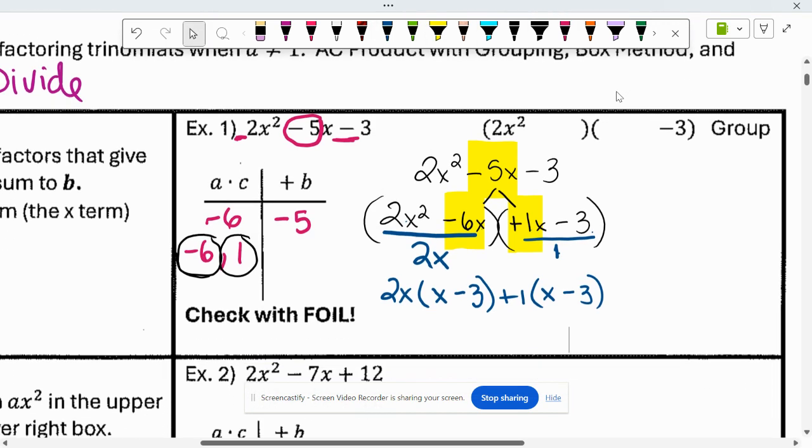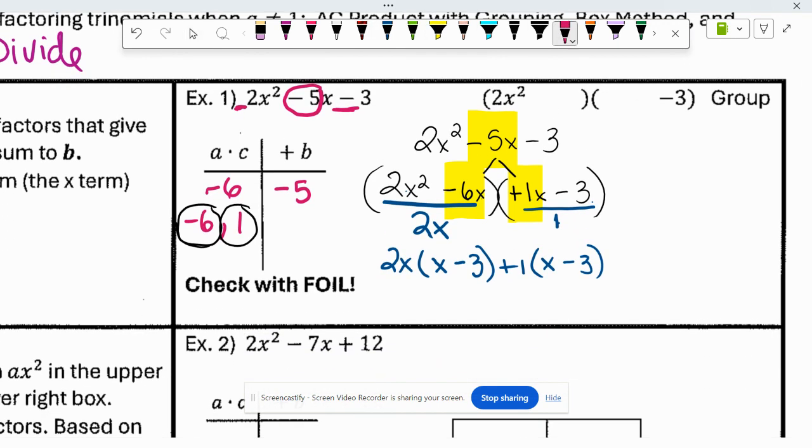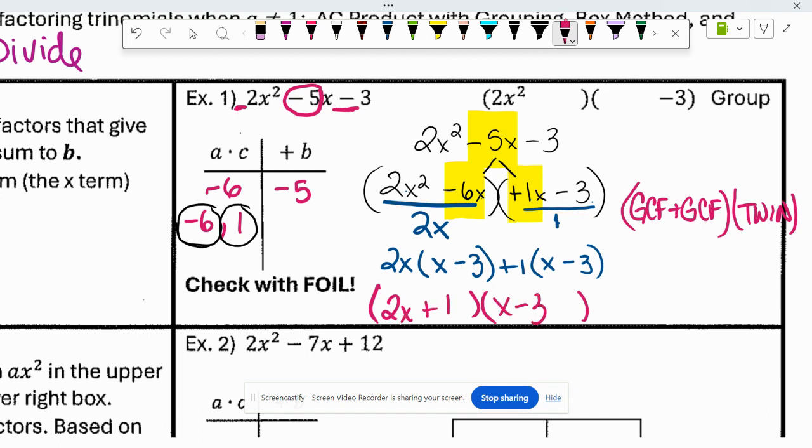Once we do grouping, how do we write our polynomial? You remember, the product of two binomials. What do I put first? The first term is, when we group, GCF plus GCF, right? The second term is the twin. So 2x plus 1, and the second term is x minus 3.